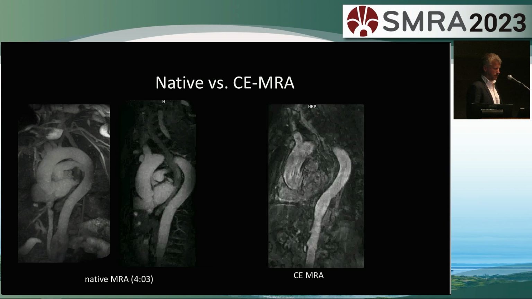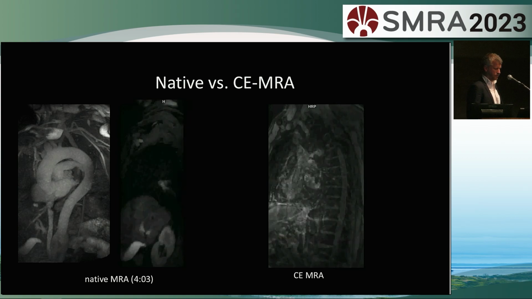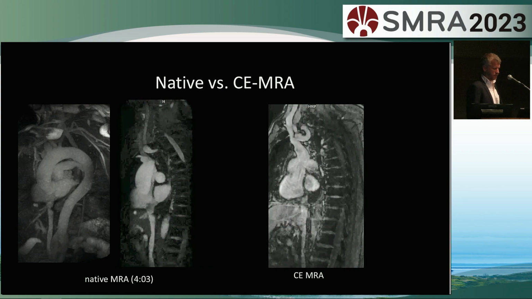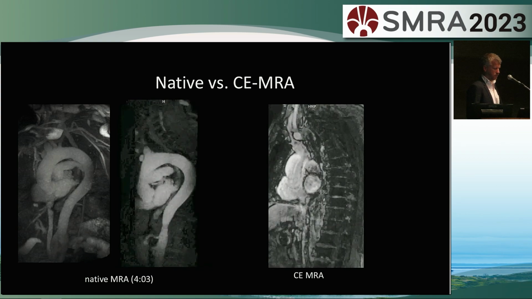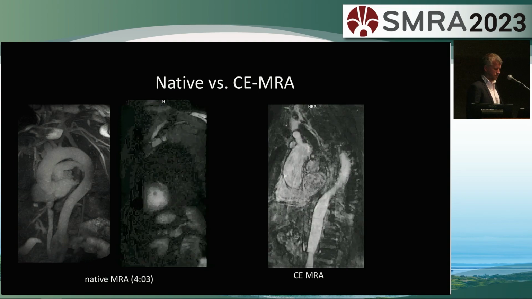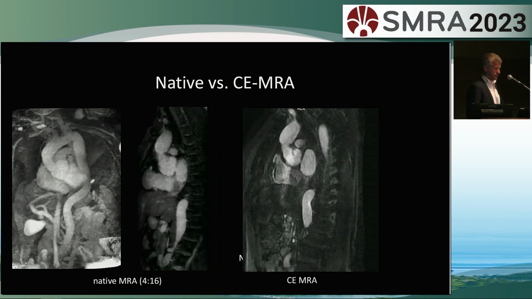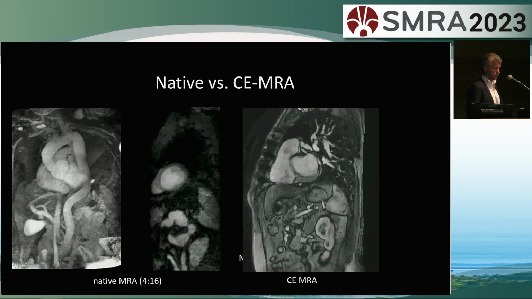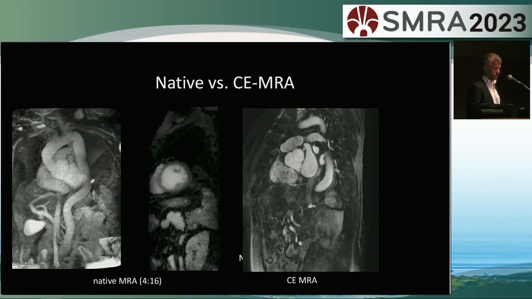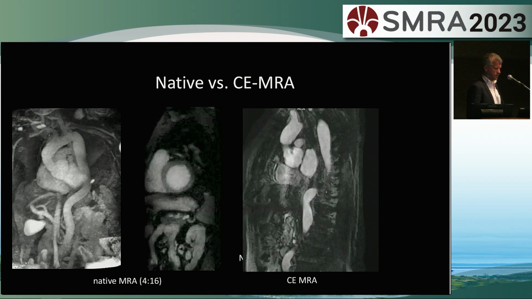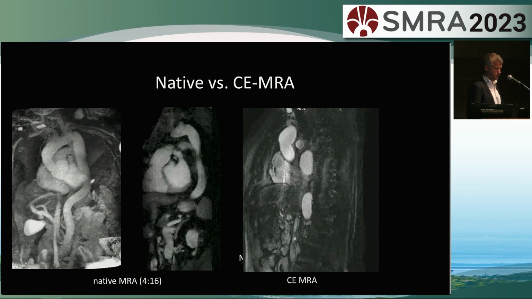Another example of a contrast-enhanced MRA that more or less failed, where you can see that the native MRA in this case, in under 5 minutes, showed a nice depiction of this interesting aorta here. Similarly here, this is an example where both of them looked good, and also here you can see that the native MRA in under 5 minutes showed the nice depiction of the aorta.